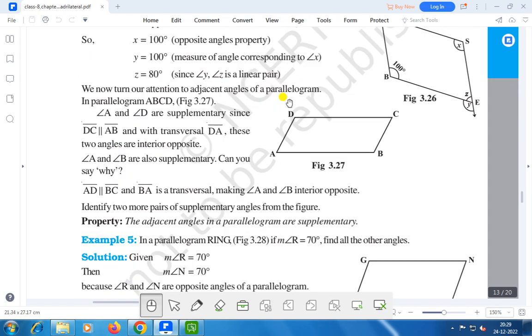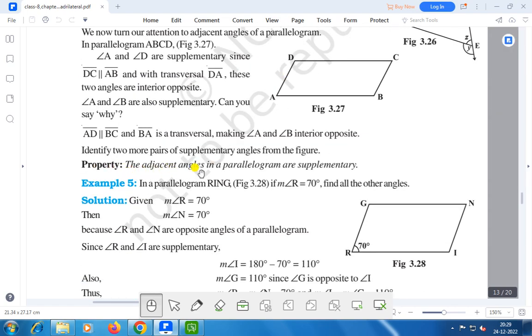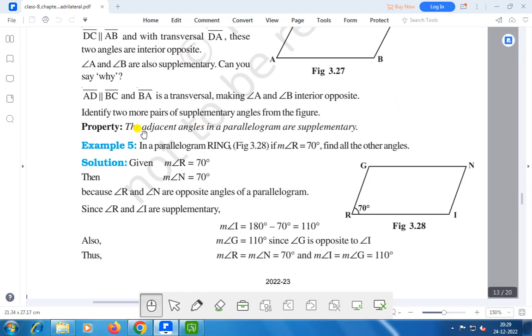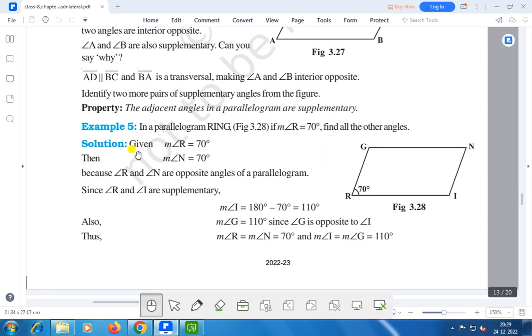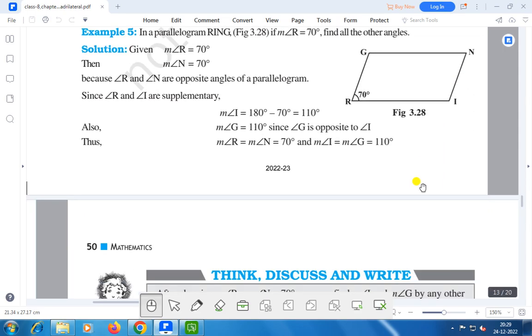Now these are some examples given, and the property is that adjacent angles in a parallelogram are supplementary, that is, 180 degrees. These are adjacent angles: angle A and angle B are adjacent angles, angle A and angle D are adjacent angles, angle D and angle C are adjacent angles, angle B and angle C are adjacent angles, right? Here the adjacent angles in a parallelogram are supplementary, that means 180 degrees. Here you see the measure of angle R is 70 degrees, the measure of angle N is also 70 degrees, right?